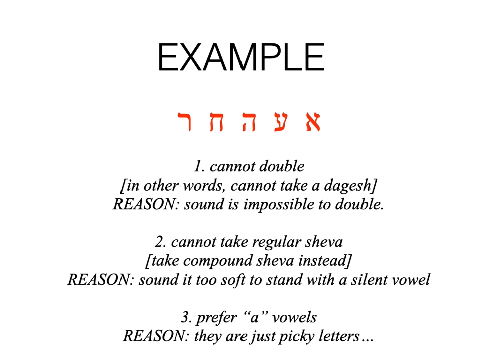So therefore, they have some limitations. First of all, they cannot double. Second of all, they cannot take a sheva. And thirdly, they prefer A sound vowels. So what do these mean? First of all, they are too soft of a sound to be doubling them. So if you take, for example, he, how do you double a breathing out? How do you double that?